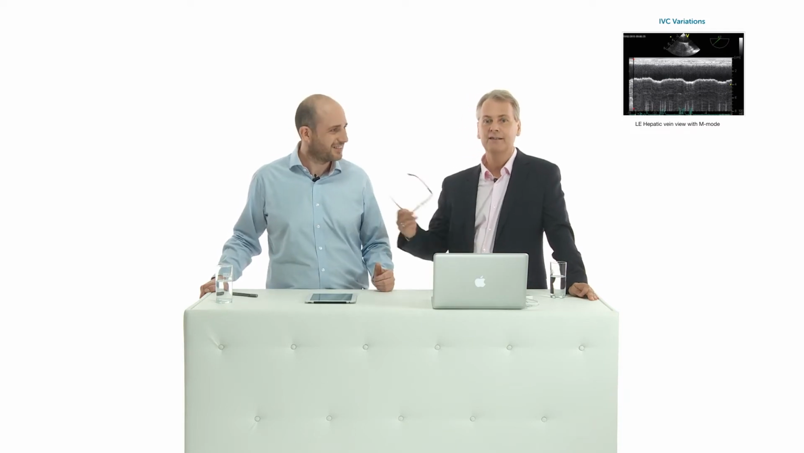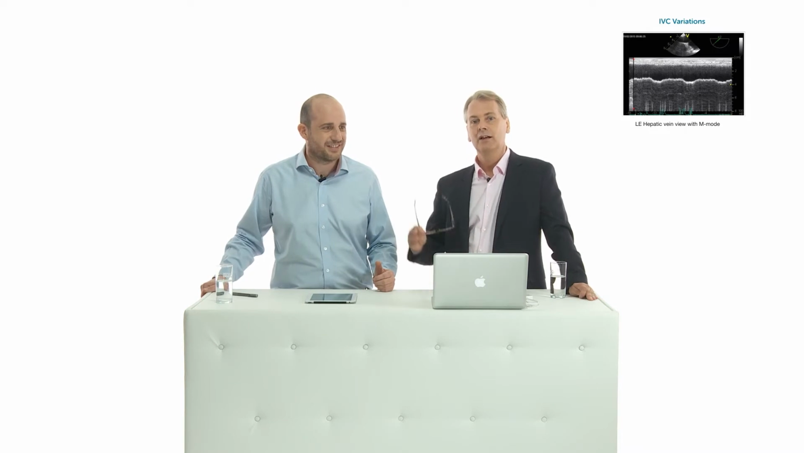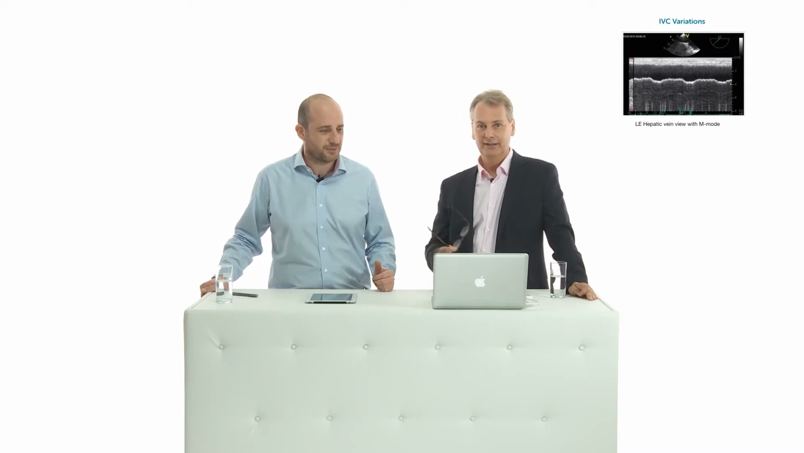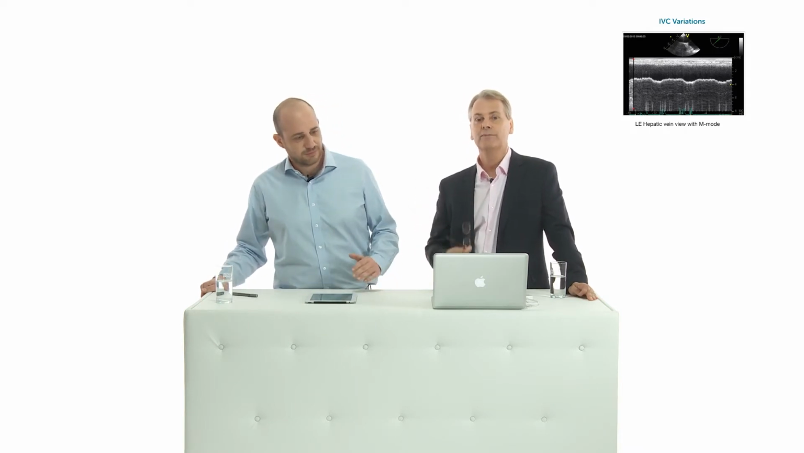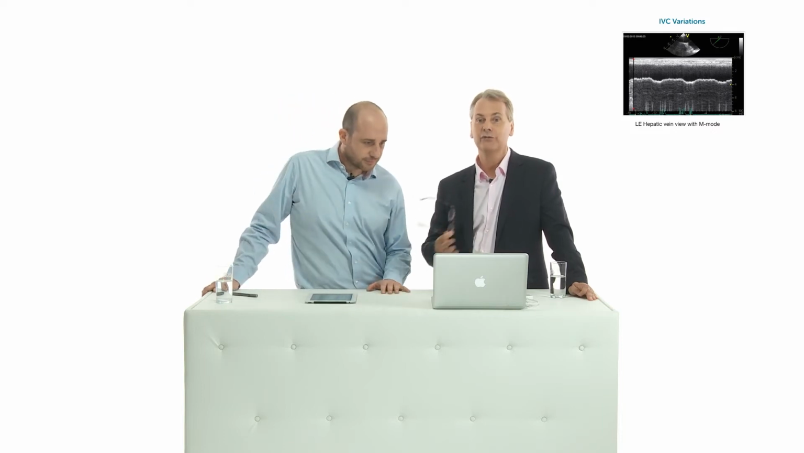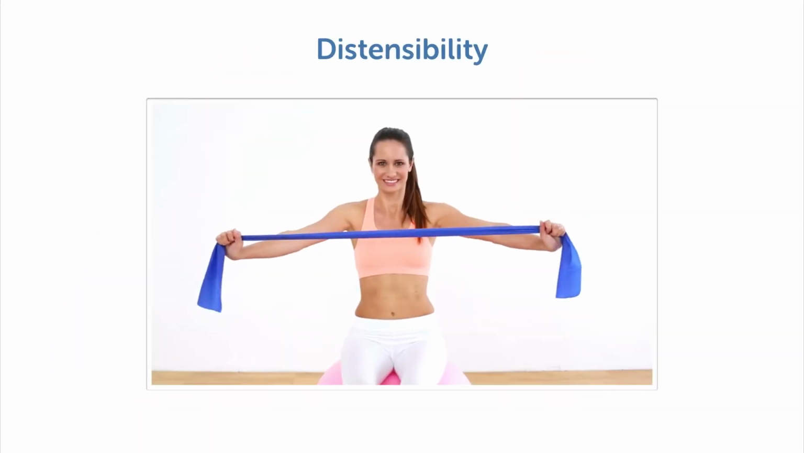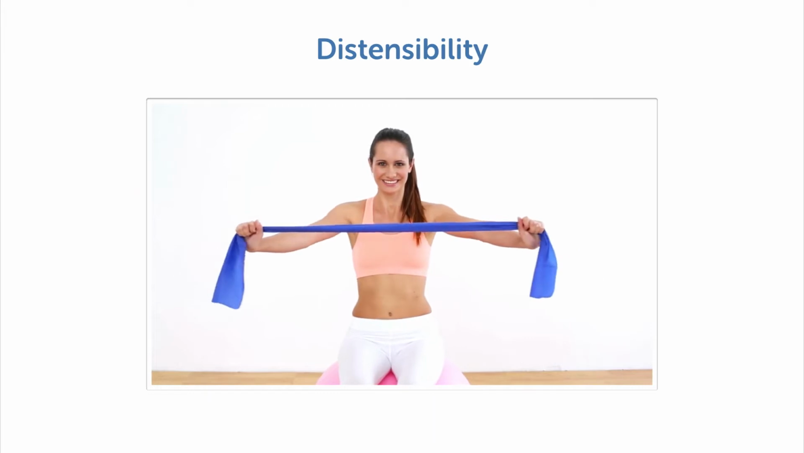Okay, so keep in mind, this is what Bruno just said before. It depends on the situation, if he is mechanically ventilated or spontaneously breathing. So the variations are reversed in this situation. Now we have to figure out what and how to measure. The first thing that we look for is the distensibility. The distensibility is the property of the vessels to extend themselves.